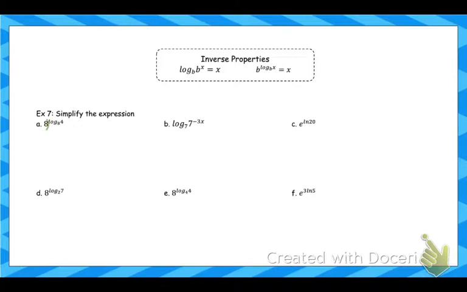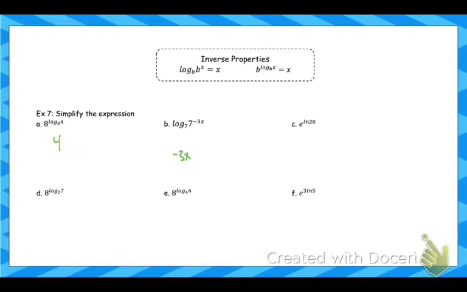So again, if the base and the base are the same, your answer is just 4. And that's all you've got to do. Same thing here, the base and this are the same. Your answer is negative 3x. But again, like we talked about, you don't need the inverse property to do that. We can use the property we talked about today, where we move the exponent to the front. Log base 7 of 7 is just 1, because 7 to the first power is 7. So that's another way that you could look at that.